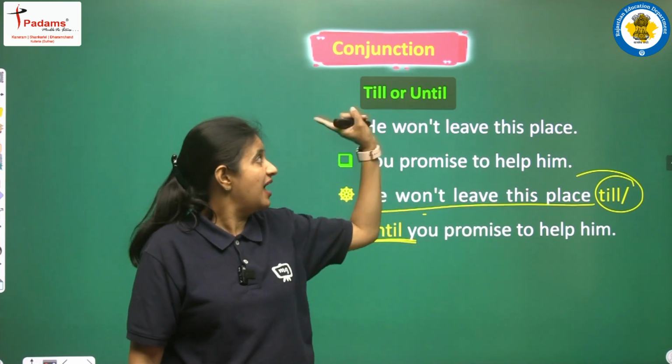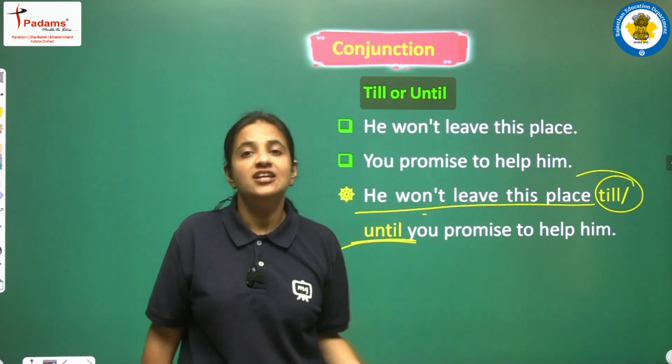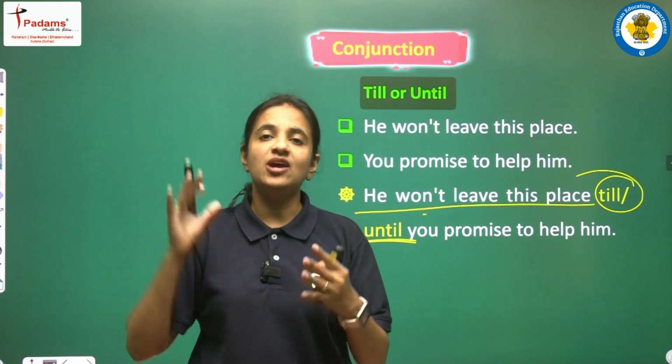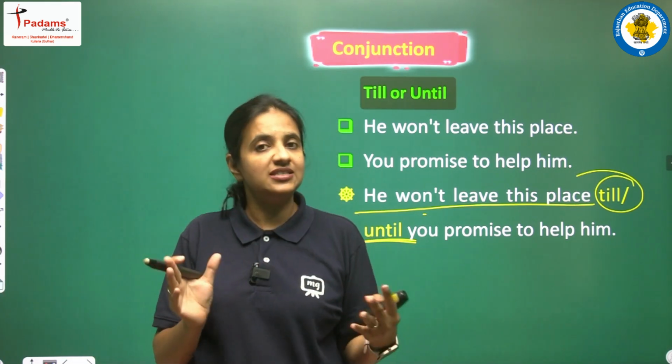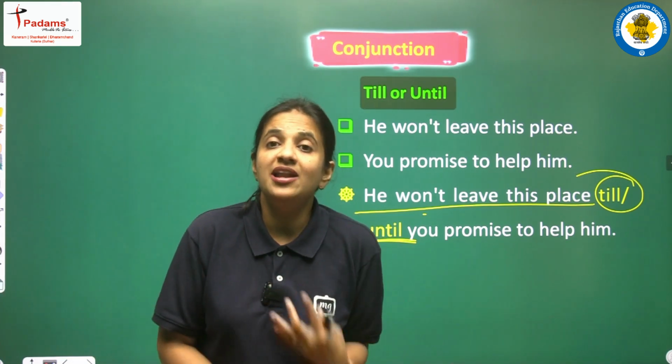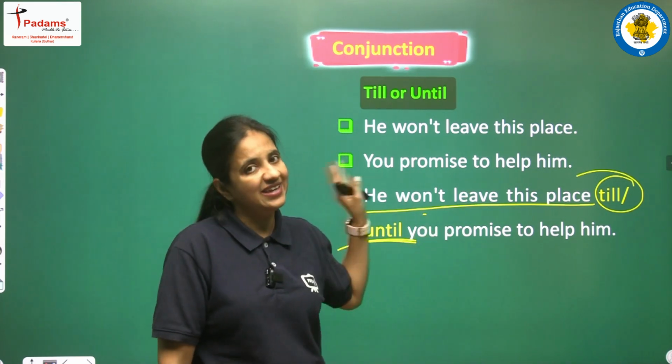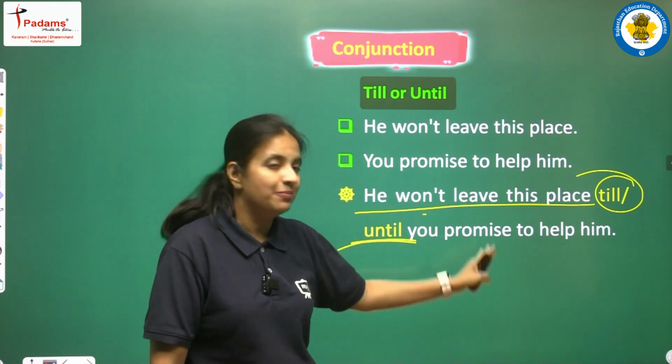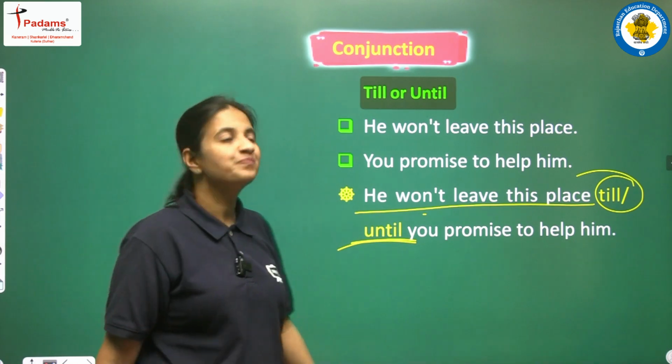Alright, so when we are using till or until, after till or until we have to show the time, or we can say we have to show the time limit for some action, like in this example we are having here.